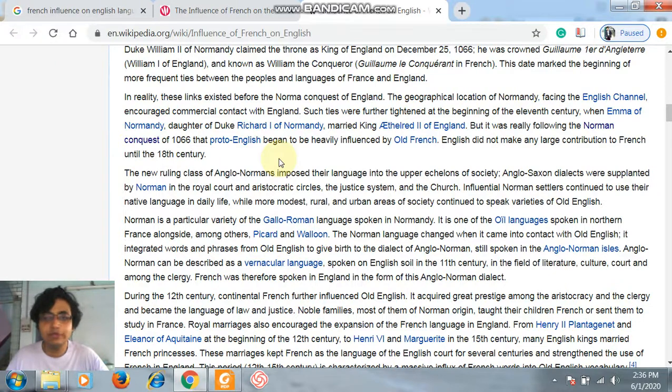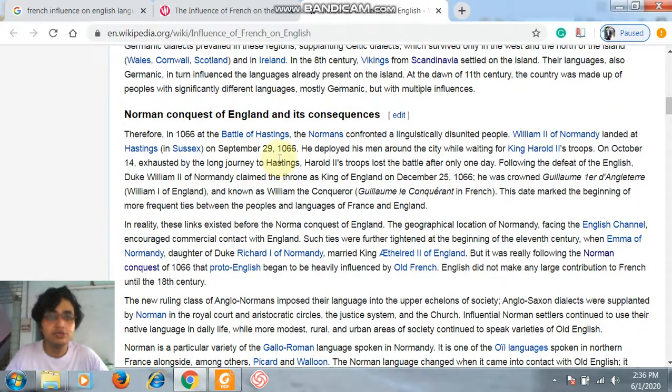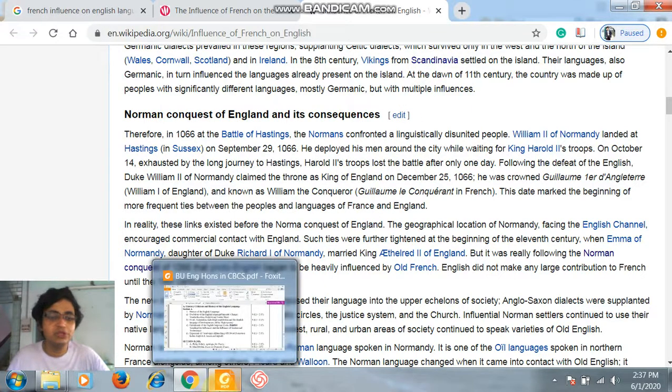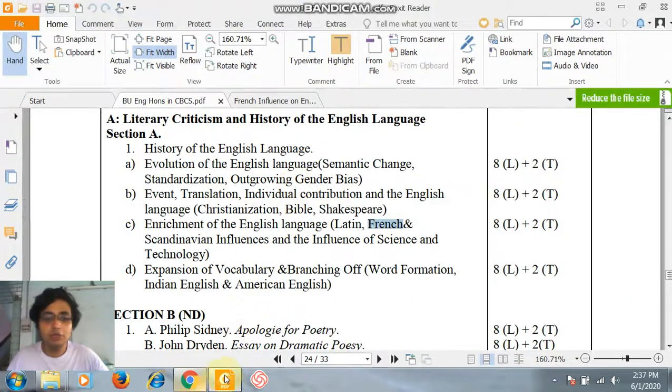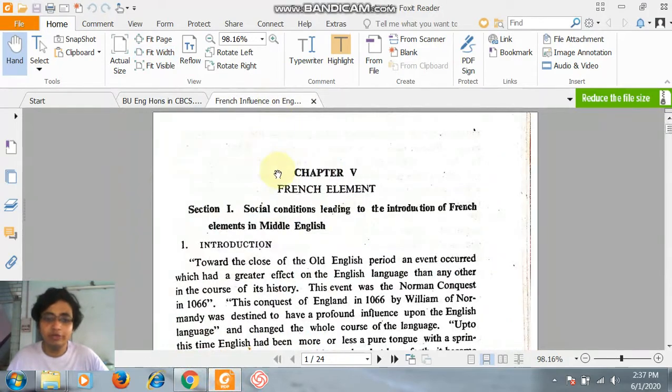But it was really following the Norman conquest of 1066 that the Proto-English began to be heavily influenced by the Old French, and English did not make any large contribution to French until the 18th century, though the French language contributed to the English language to an enormous extent. So the influence of the French language on the English began around 1066 through the Battle of Hastings, or more precisely the Norman conquest.